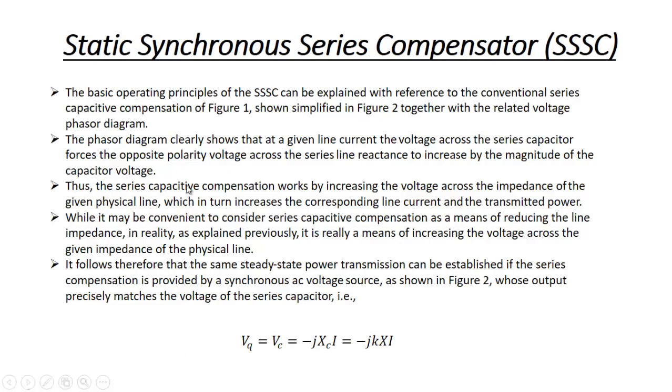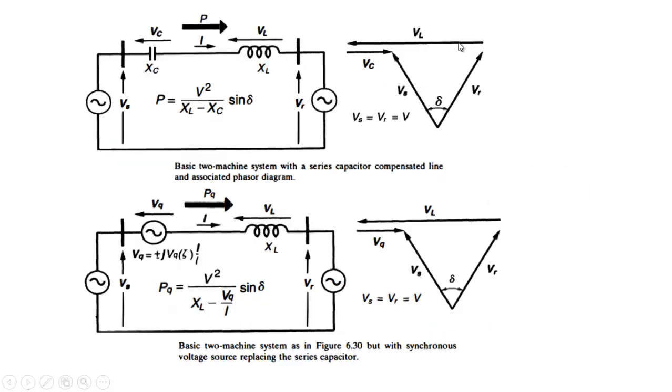Thus, the series capacitive compensation works by increasing the voltage across the impedance. So in this case, the voltage across the impedance of the given physical line increases, which in turn increases the corresponding line current and the transmitted power. So when the voltage increases, it increases the current. When the current increases, the transmitted power will also increase.